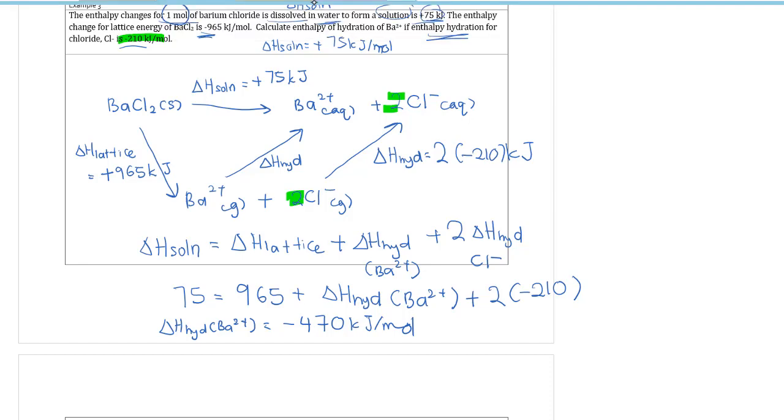Again, the unit should be kilojoule per mole because it is referring to 1 mole of barium ion in gaseous state being hydrated. So it's referring to 1 mole, and that's why your final answer is in kilojoule per mole.